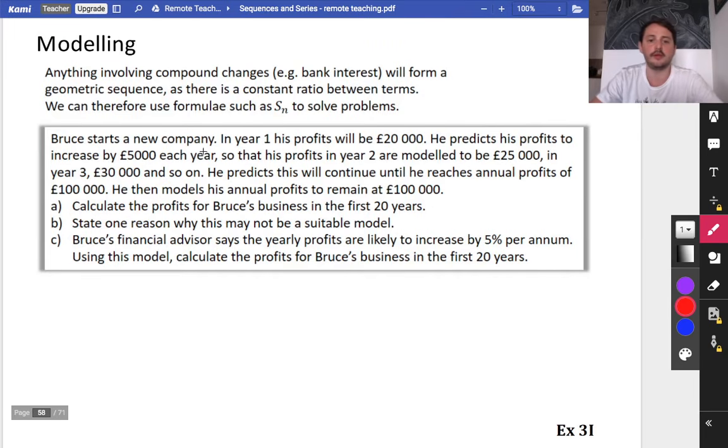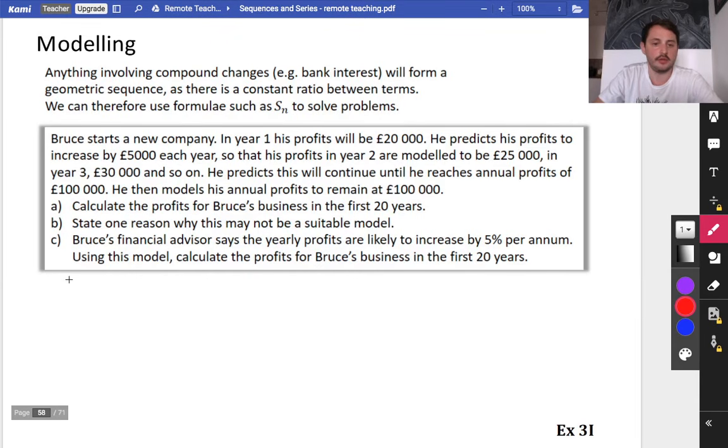So Bruce starts a new company. In year 1, his profits will be £20,000. He predicts that his profits will increase by £5,000 each year, so that his profits in year 2 are modelled to be £25,000, in year 3, £30,000, and so on. He predicts this will continue until he reaches annual profits of £100,000. He then models his annual profits to remain at £100,000. Calculate the profits for Bruce's business in the first 20 years.